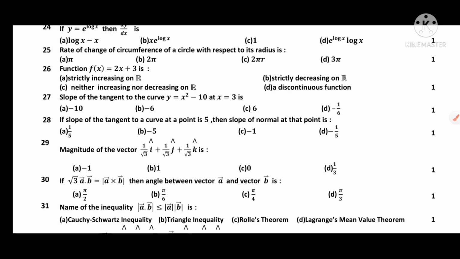Next question, slope of the tangent to the curve y is equal to x square minus 10 at x is equal to 3.